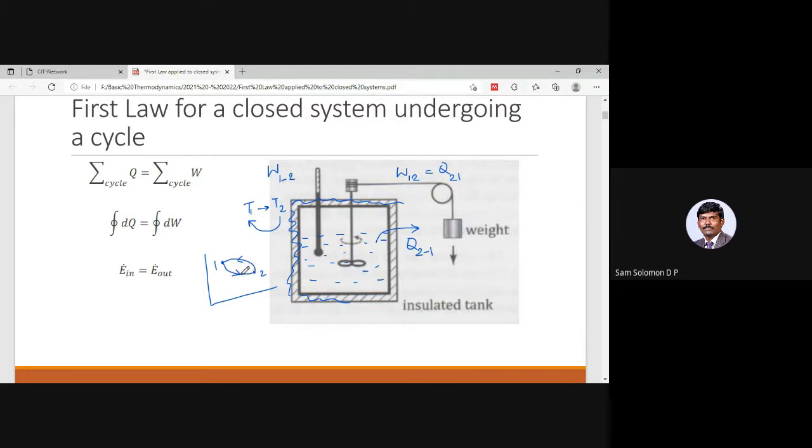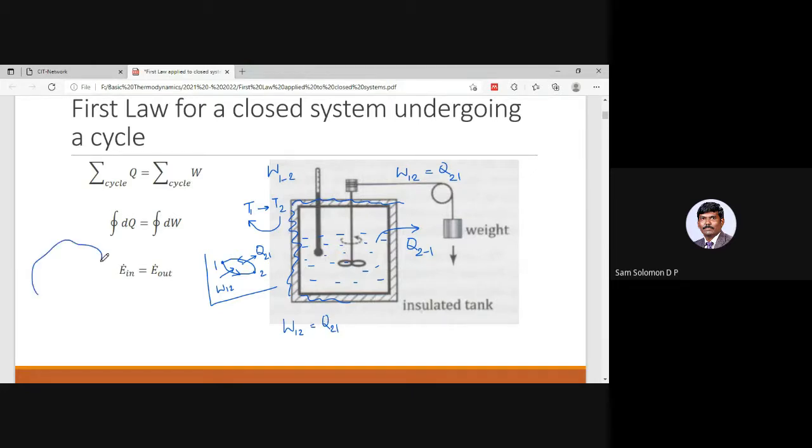During the process 1 2, work input was given as W12. During process 2 1, heat was lost. So that is heat rejection, heat 2 1, Q21. And Joules found that this W12 was equal to Q21.